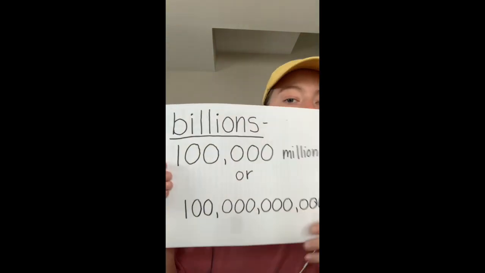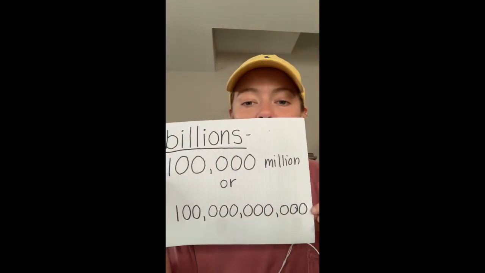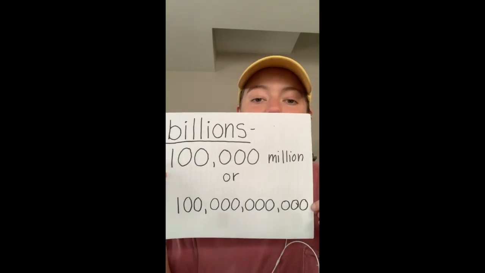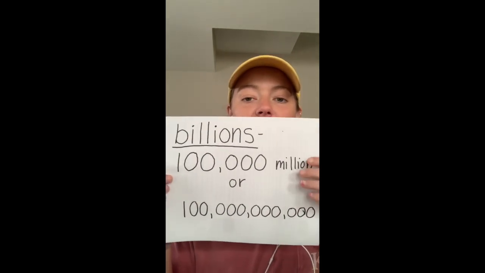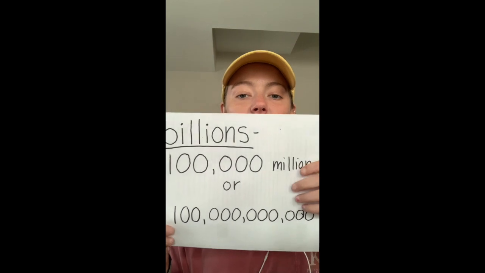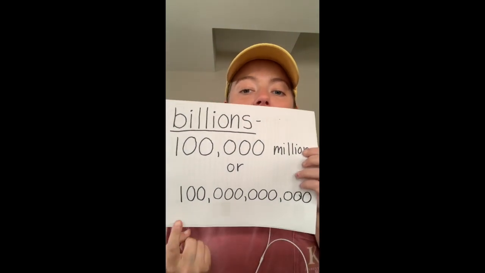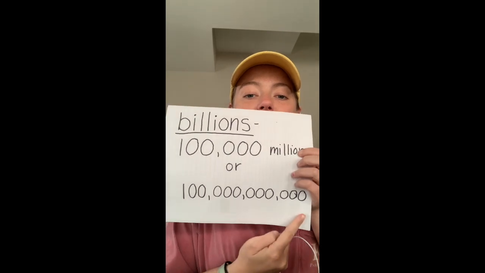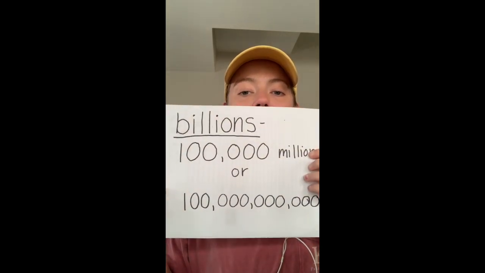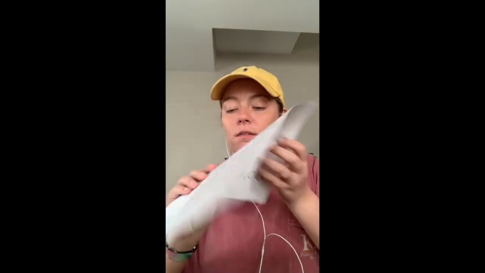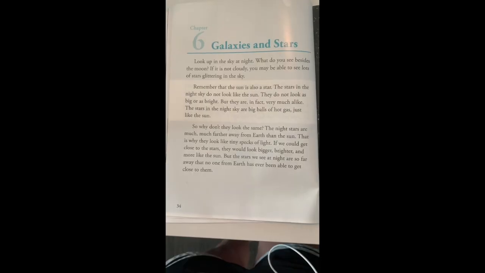Another word is billions. And I wanted to give you guys a visual representation of 1 billion. So 1 billion is 1,000 million, or written out like this, 1 billion. And that is all of the vocabulary for chapter 6, so let's get started.